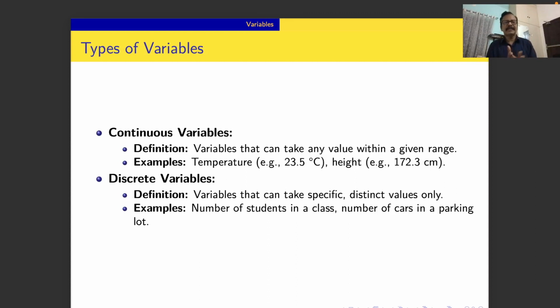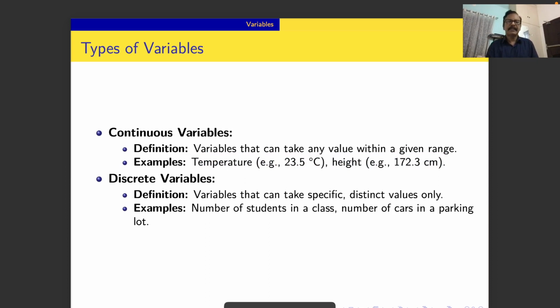One important classification is continuous variables and discrete variables. There are two types of variables. Variables that can take any value within a given range are called continuous variables. For example, temperature, height, weight, etc.